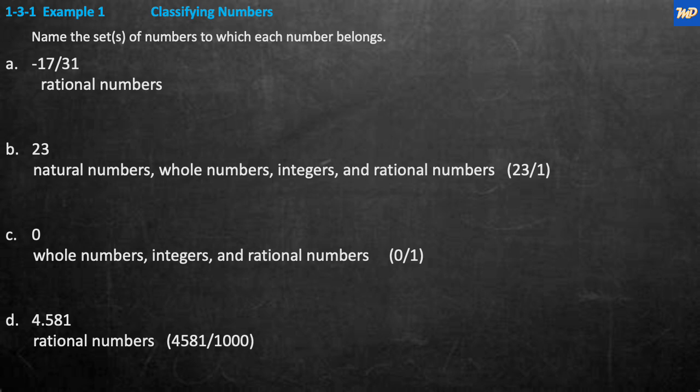And how about in D, 4.581? Well, that's rational numbers. Why? Because you can write 4,581 divided by 1,000. That's 2 integers. And it makes it a rational number. And then the answer, of course, is 4.581.